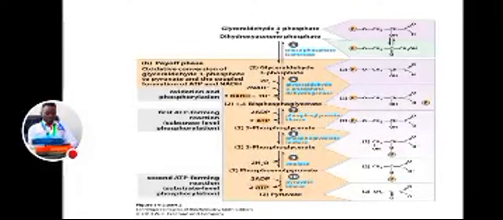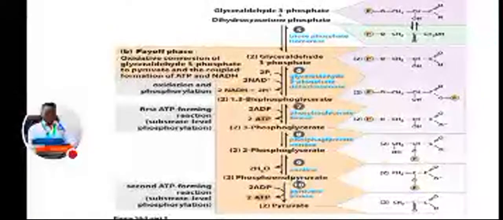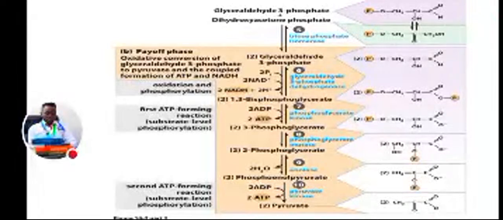So from the overview, here we have glyceraldehyde 3-phosphate plus dihydroxyacetone phosphate, giving us what we call 2 glyceraldehyde 3-phosphate. Then the enzyme that catalyzes this is called triose phosphate isomerase. Now, B, that is the payoff phase.